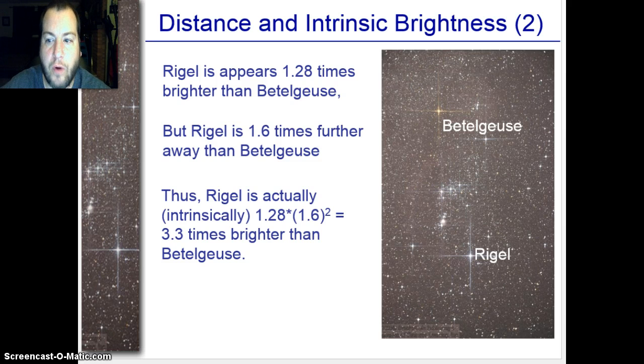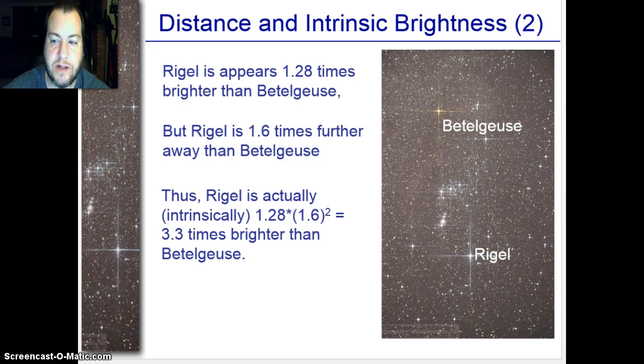So, from before, from that formula, we know that Rigel appears 1.28 times brighter than Betelgeuse, but Rigel is 1.6 times further away than Betelgeuse. So what we can infer from there is Rigel is actually intrinsically 3.3 times brighter than Betelgeuse because of the distance difference.